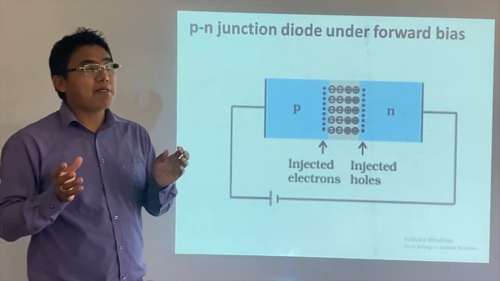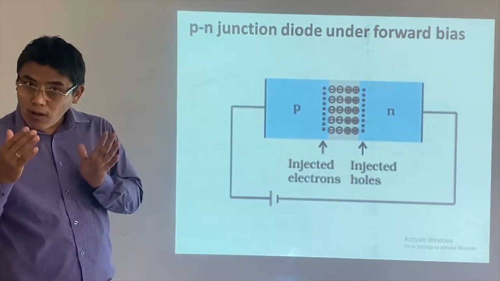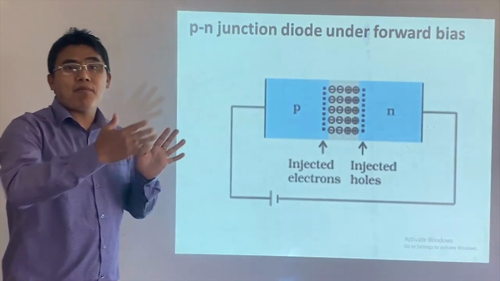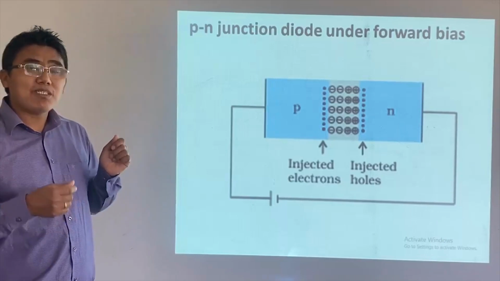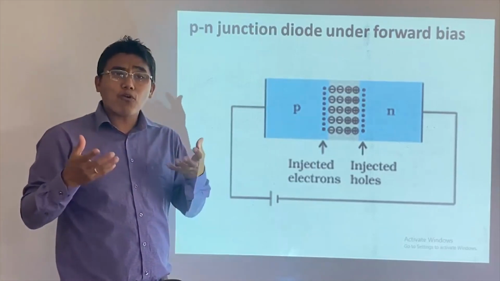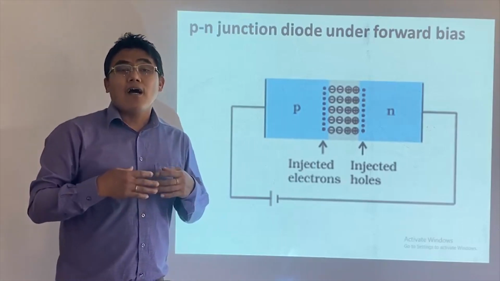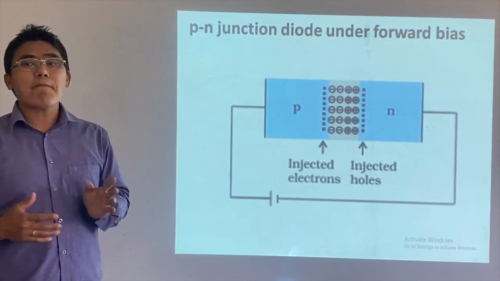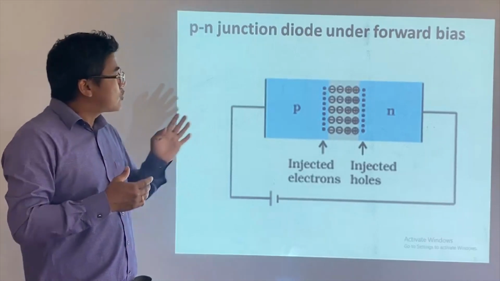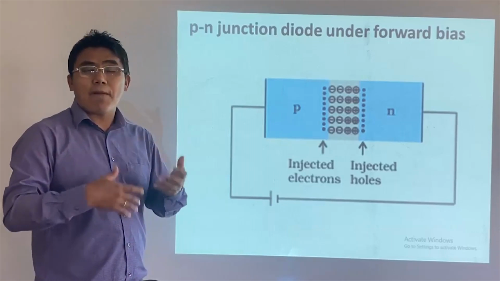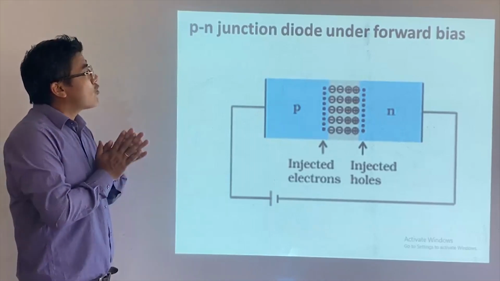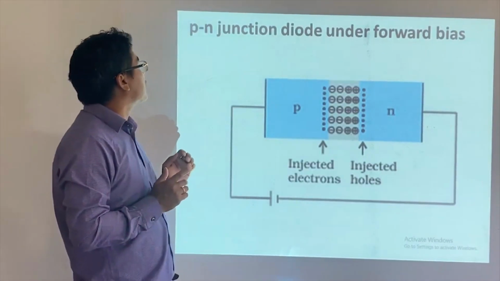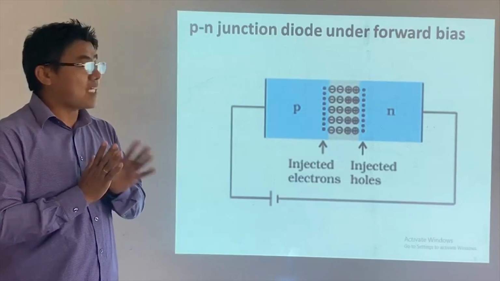impartial, that means I am going to put a higher potential at one side and a lower potential at the other side. That means I'm going to differentiate. The term bias means differentiate. How do I differentiate? By applying a potential difference. If I apply the same potential to both ends, then it is unbiased. So here biasing means I am going to differentiate the two terminals based on the applied potentials. We have two types of biasing, and one type is what we call forward bias. So this is the PN junction diode under forward bias.